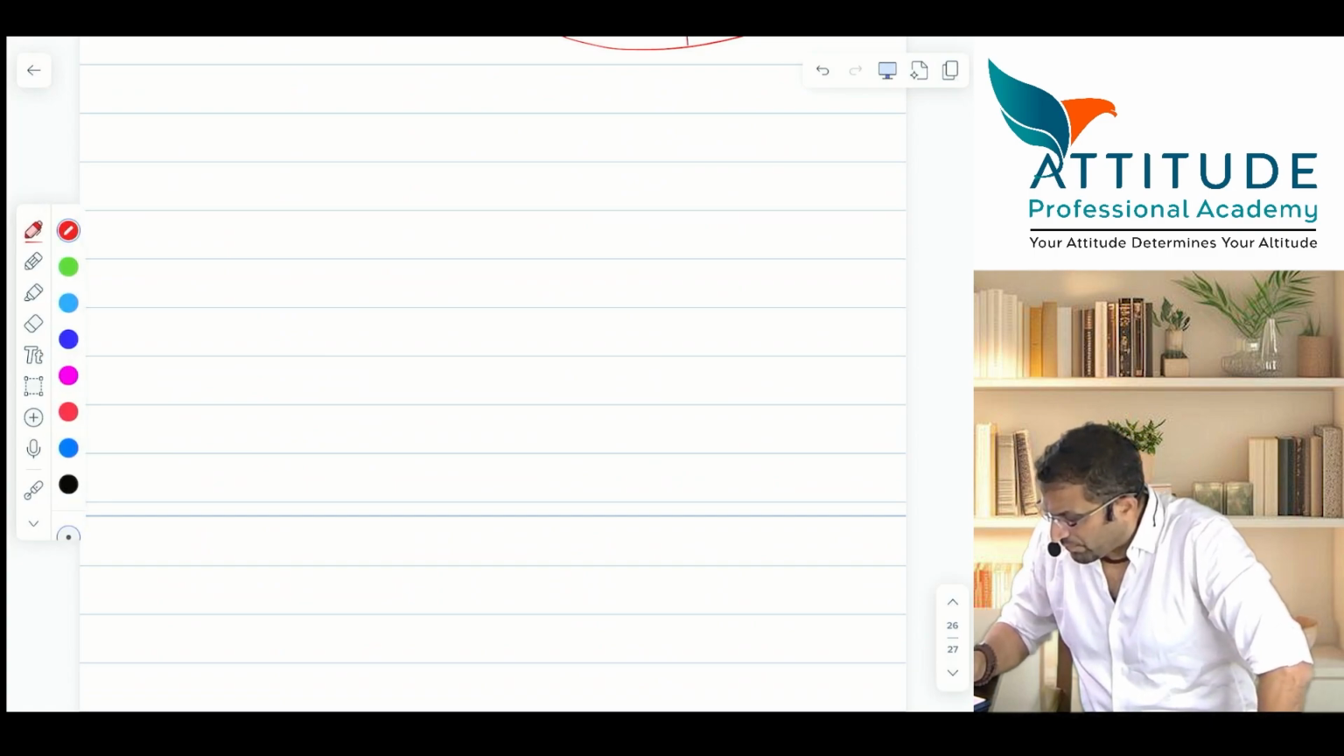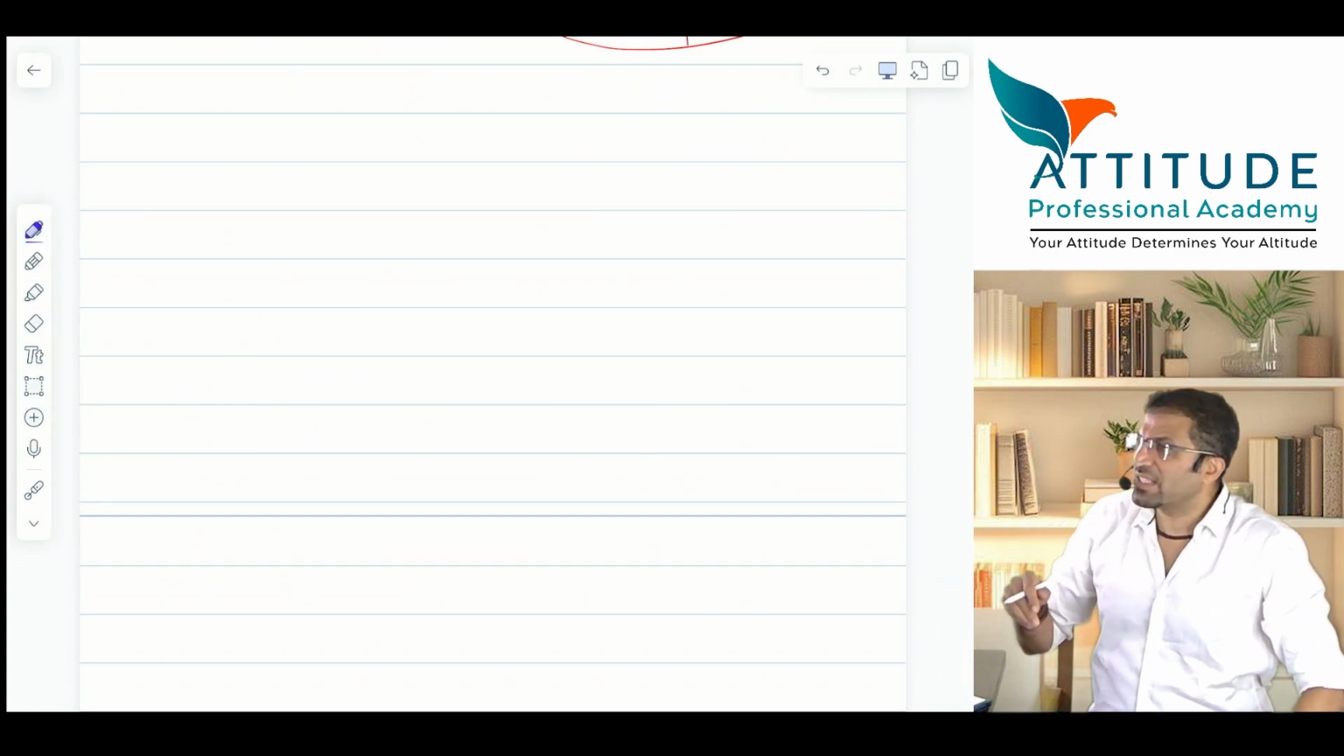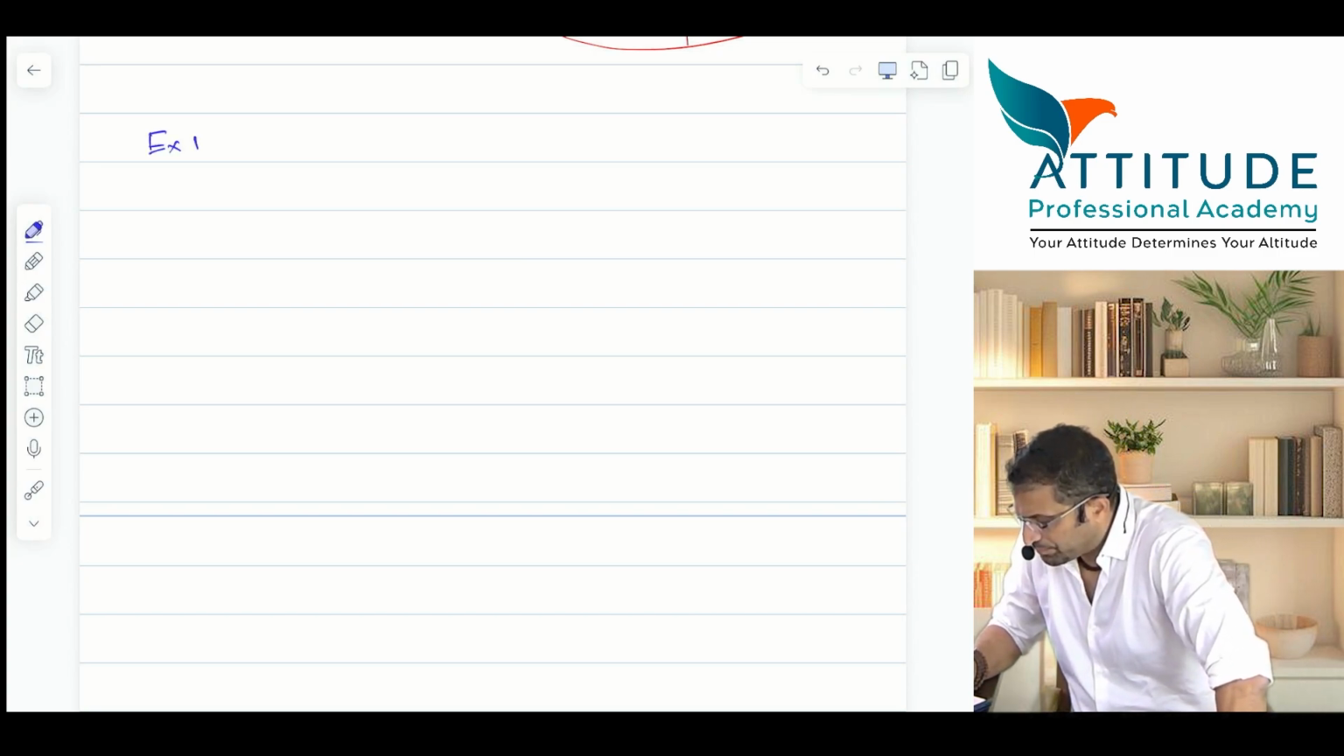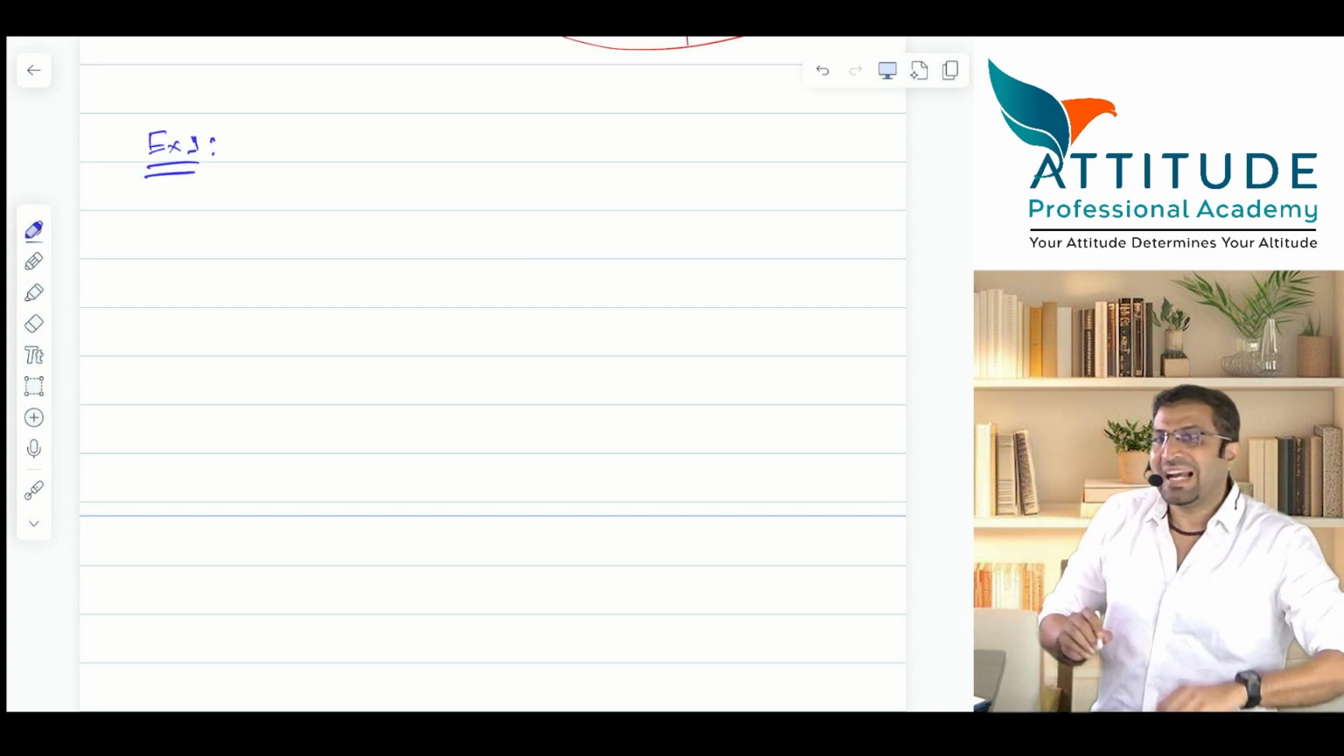Okay. I'll give you a few more examples and then we'll go ahead with the journal entries as far as GST is concerned. First example. Example number 1. Now have a look at it. I'll take some simple numbers.